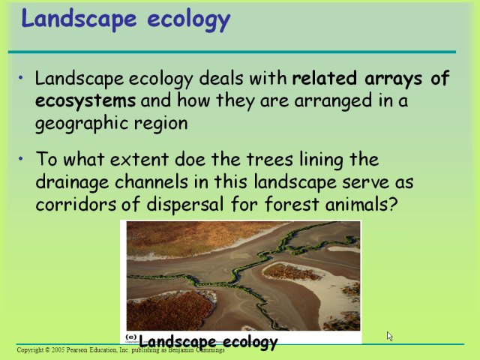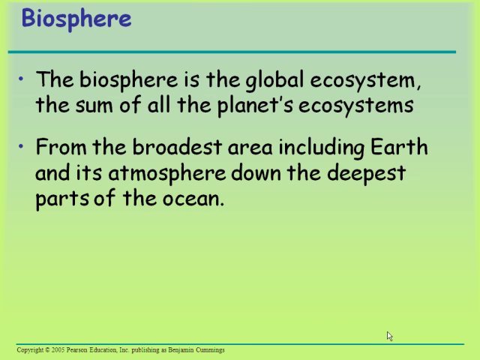Landscape ecology deals with the related arrays of ecosystems. It's a mosaic of connected ecosystems, a landscape or seascape. Research in landscape ecology focuses on the factors controlling exchanges of energy, materials, and organisms across multiple ecosystems. To what extent do the trees lining a river serve as corridors of dispersal for animals? The biosphere is our whole global ecosystem, the sum of all the ecosystems on our planet, from the broadest area, including Earth and its atmosphere, down to the deepest parts, the benthic layer of the ocean.